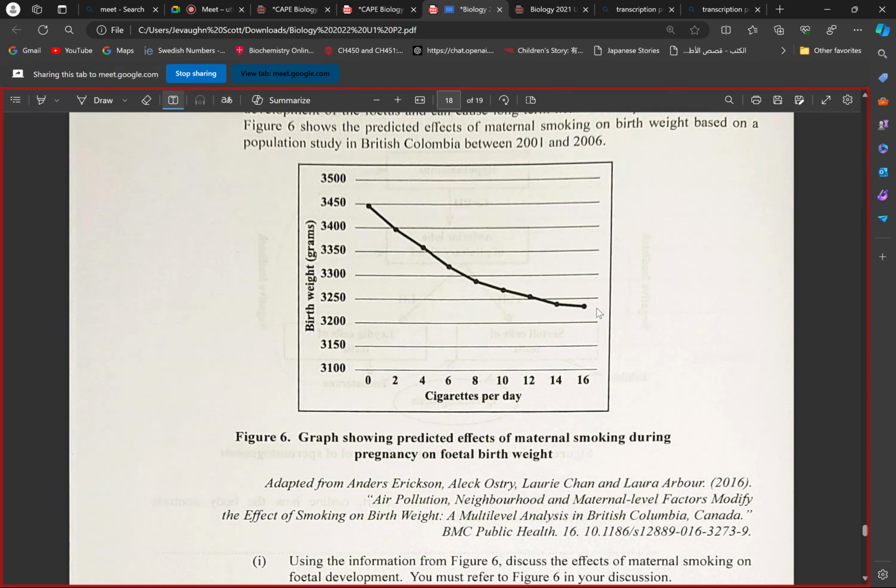Sir, could you repeat the question? All right. The question is asking to discuss the effects of maternal smoking on fetal development. So in the graph, we're looking at birth weight and cigarettes per day. Now describe the graph, explain the graph to me. We're looking at the fact that the increased amount of cigarettes per day decreases the birth weight. So now speak to that, discuss that, and discuss how the smoking affects the fetal development.